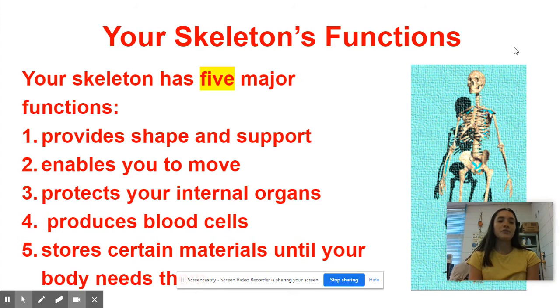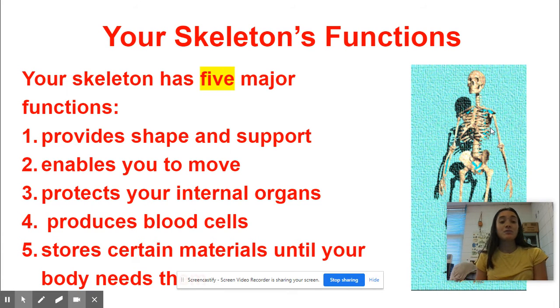So the first part we want to talk about is there are 5 major functions. The first one is to provide shape and support. Without your bones, you would just be kind of like a slime ball. I'm trying to think of an example, kind of like a jellyfish, right? A jellyfish doesn't have any bone, so it doesn't provide it with any concrete shape or support. It's kind of like jelly. So that's the first function of the skeletal system.